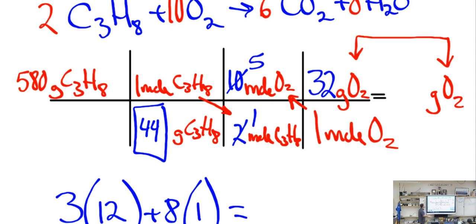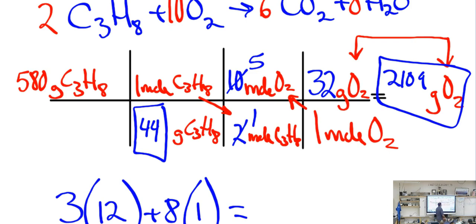All right, and then you would type 580 times 5 times 32. And then you would divide that answer by 44. Anyone have that? 2109. Anyone back that number up? Okay, that's a lot. 2109. All right. There's your grams of oxygen. How many had that right once again? Okay. Tricky, but doable.